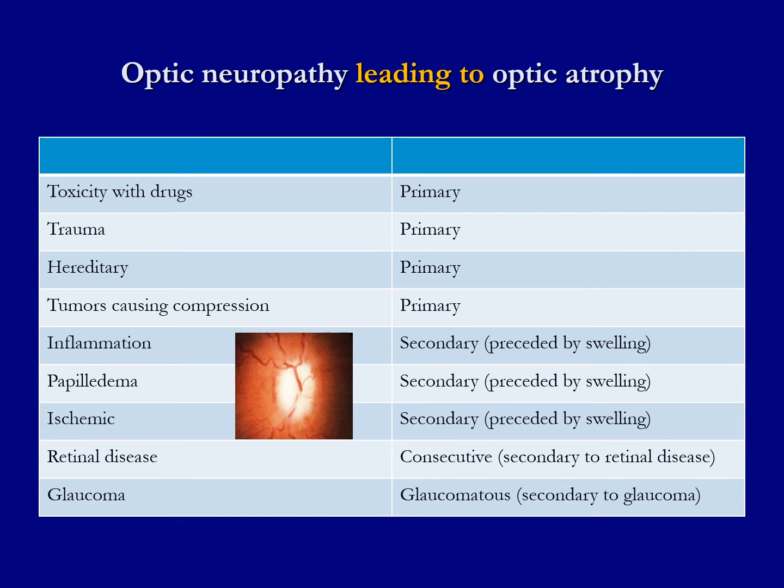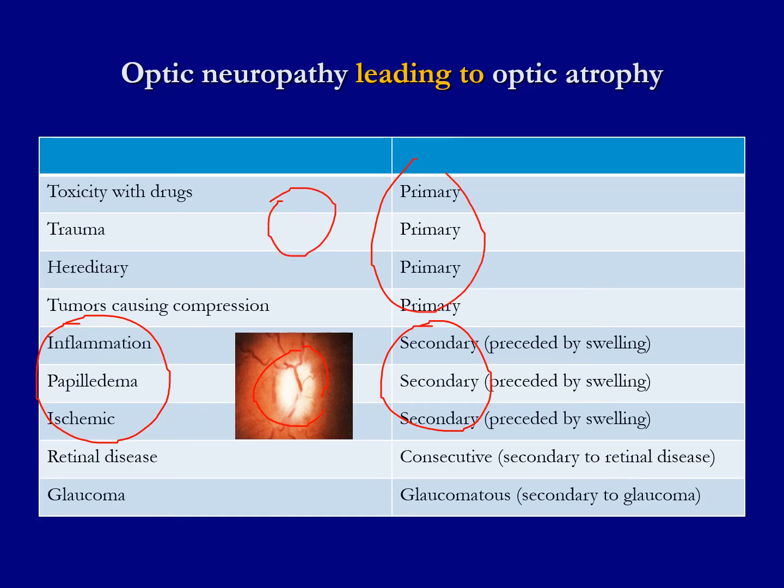Let's make your concept a bit more clear before going into the MCQs. Secondary optic atrophy could be because of inflammation, ischemia, or papilledema, and the optic disc margins are unclear, indistinct, or irregular. In primary optic atrophy, the optic disc margins will be clear but no cupping. In retinal disease, the optic disc margins will be clear, but there will be signs of retinal disease. And in glaucoma, optic disc margins will be clear, but the cup will be bigger than usual. So these are the four types of optic atrophy.